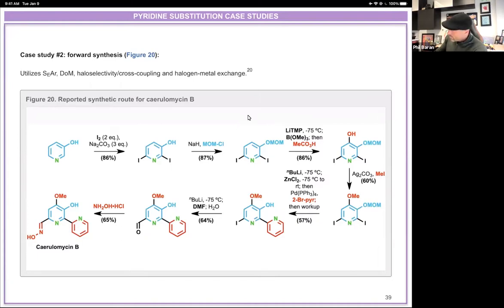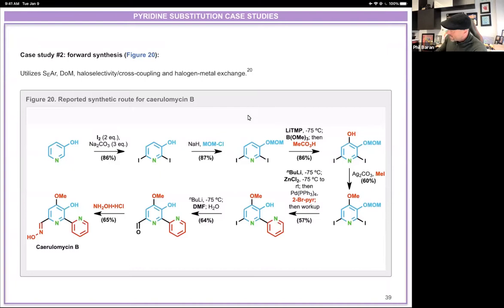So that MOM group can then be used with just LDA or LiTMP, a hindered amide base, to give you the anion, which can be quenched with trimethyl borate and then oxidized upon workup with peracetic acid to give the hydroxy compound that can be subsequently methylated. And now take a look at what they do.